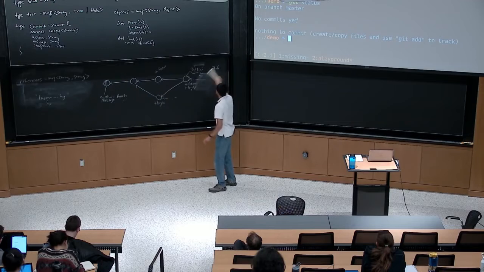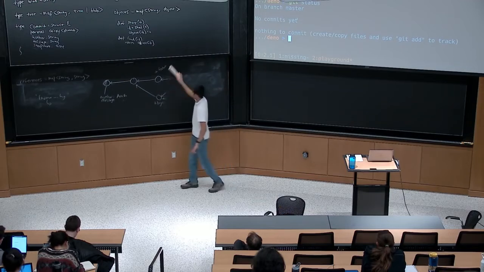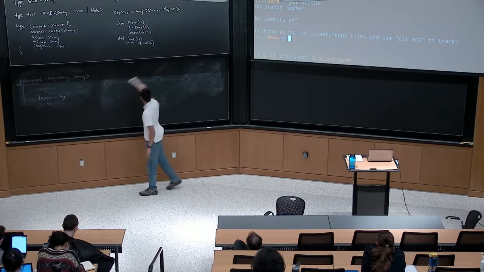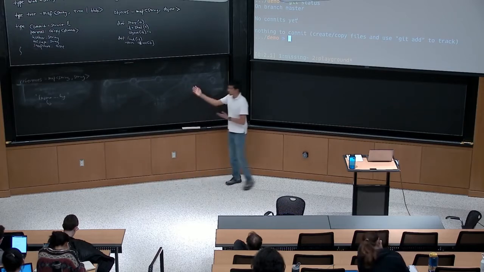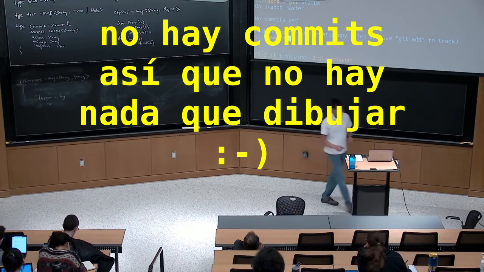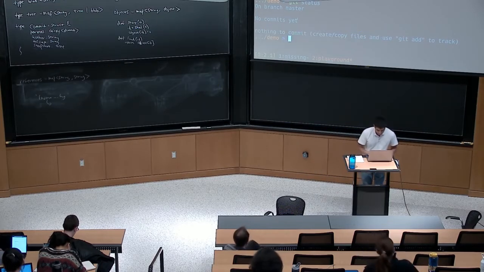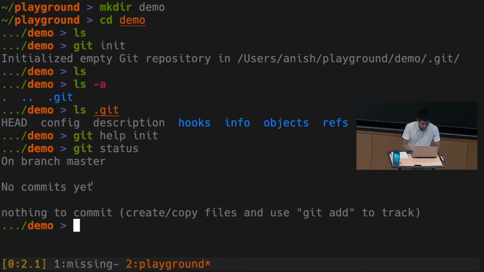I'm going to, as we go along, draw how the underlying objects and references data is changing when I type in certain git commands. So right now, this picture, or lack of picture, represents the current state of our repository. It's empty. There are no snapshots. So let's fix that. Let's add something to our history. Here we have no files, so let me just go ahead and create a file hello.txt with the content hello.